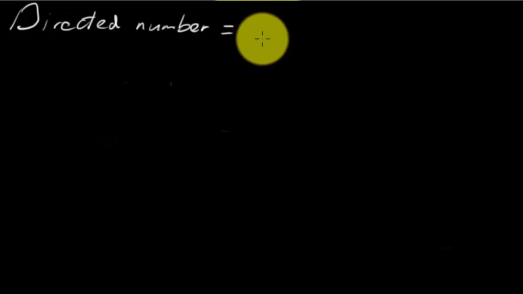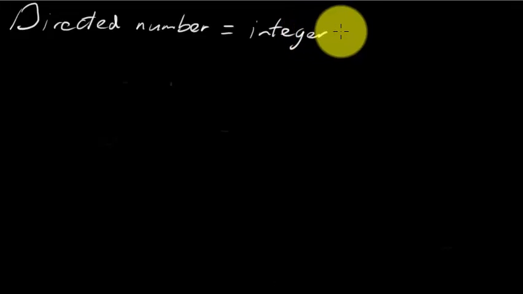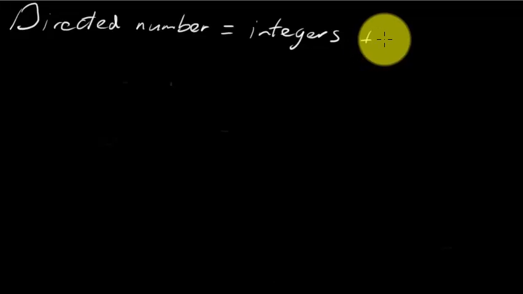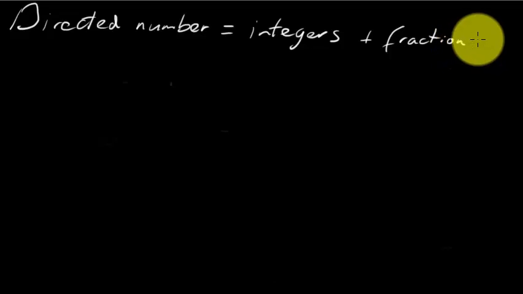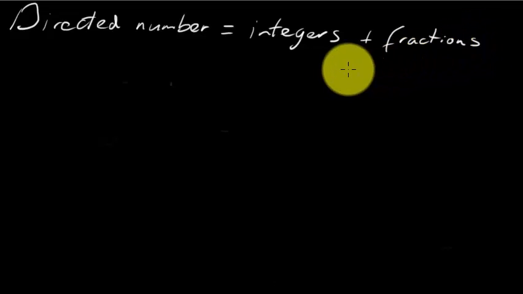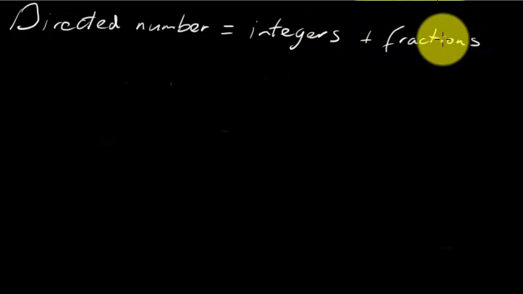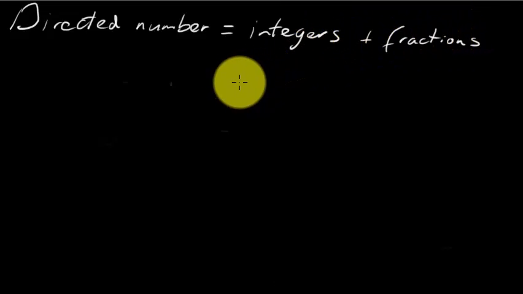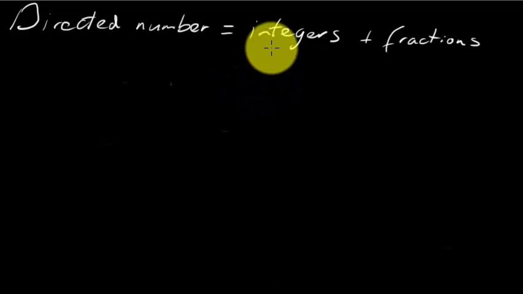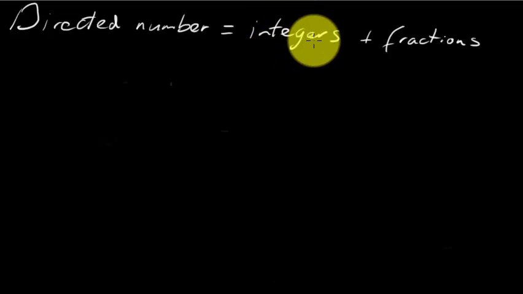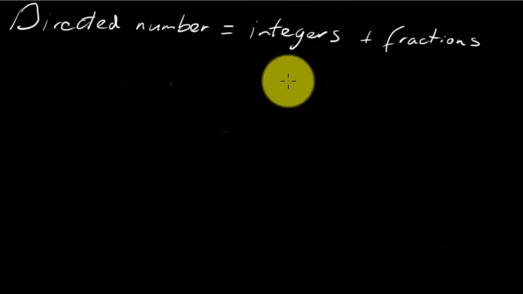equals integers, which are positive or negative whole numbers, plus fractions, which may be positive or negative as well. Okay, so both integers and fractions have a direction. What we mean by direction is simply plus or minus. So integers are whole numbers, but we also include fractions for directed numbers.